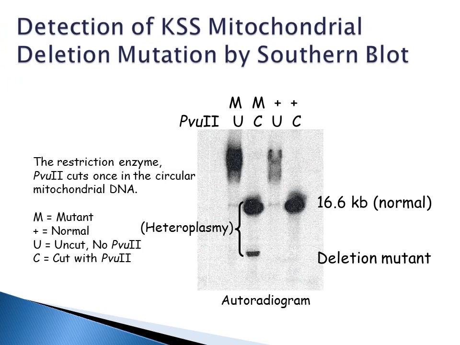Next is detecting the disorder KSS, or Kearns-Sayre syndrome, which is caused by a mitochondrial deletion mutation, and this is done through Southern blot. In Southern blotting, you take your DNA and digest it, in this case using the restriction enzyme PvuII, which is going to cut only once in the circular mitochondrial DNA. But if you have a mutation, you are going to get heteroplasmy, where some mitochondria have the mutation, so you get that extra cut site, and some mitochondria don't have the mutation. So you're going to get two bands: the one large normal band and the smaller band where you have your mutation.